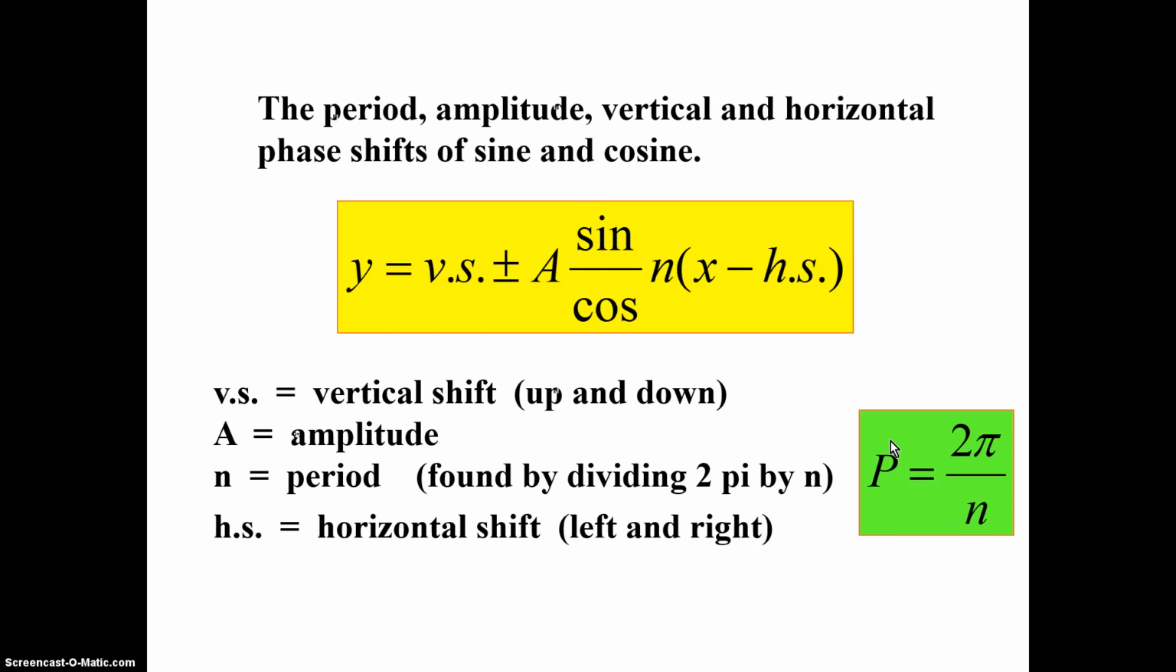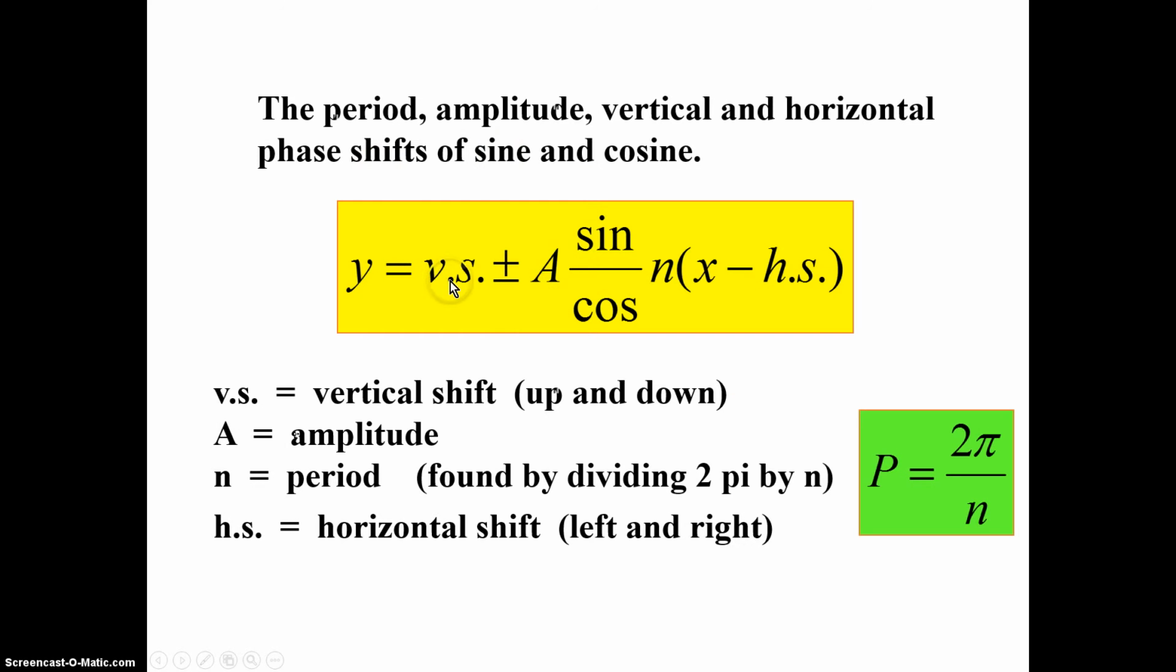Again, we will practice more of these when I come back on Friday. This is a tougher section, so that's why in regards to the homework, I'm going to take it slow and play it by ear in regards to turning it in. So again, period is equal to 2 pi over n.